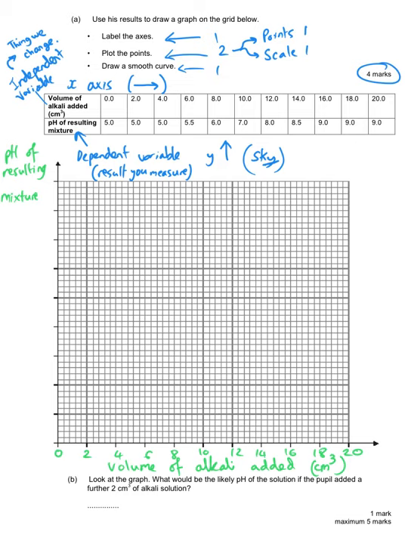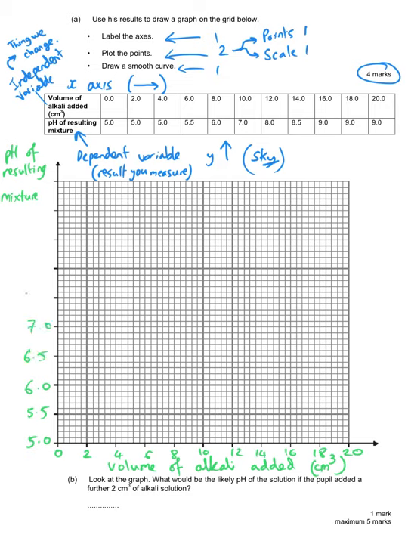Now you might be tempted to start your y-axis at 0, but you don't really need to, and you certainly won't get any extra marks for starting it at 0. So what I suggest is that we've got enough space to go up in halves. So I suggest we start at 5 and we go up in halves.